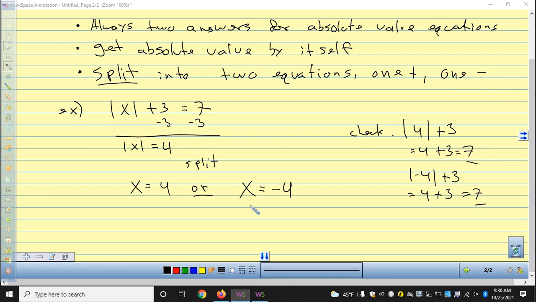And if the problem asks you to graph your solutions, I'm just going to graph on my number line. There's 0. There's one solution. And there's the other solution. I'll do it in blue. We get one positive possibility and one negative possibility. Always with an absolute value equation.